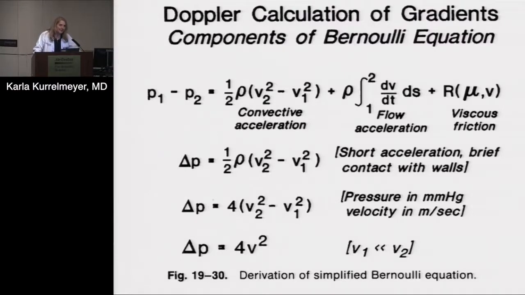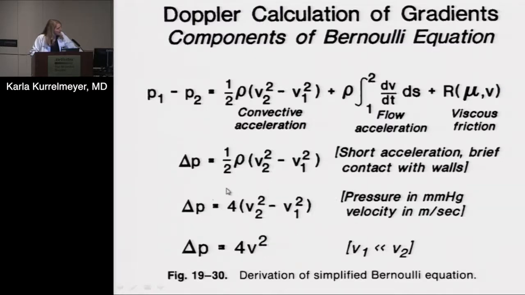Now, how do we calculate gradients across the stenotic aortic valves and stenotic mitral valves? Well, we use the Bernoulli equation, and this is really what the Bernoulli equation looks like. But there's a couple of terms, flow acceleration and viscous friction, which are essentially zero because there's short acceleration and brief contact with the walls of that valve or that vessel. So basically, those terms fall out.